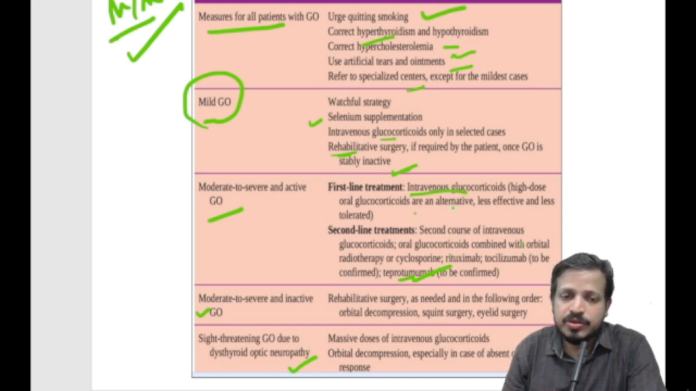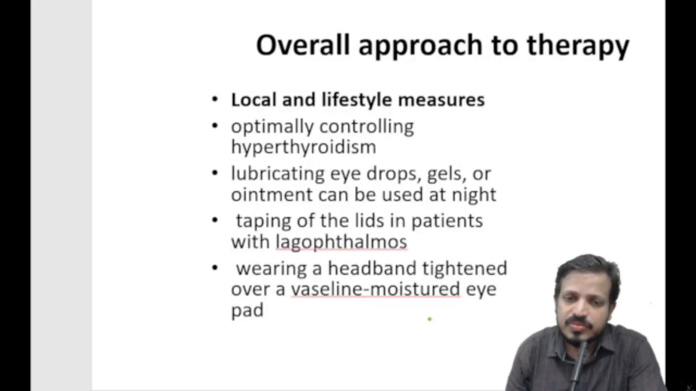Then coming to moderate to severe inactive thyroid eye disease, we can go for rehabilitative surgery, orbital decompression surgery, squint surgery, or eyelid surgery. Then in sight threatening Graves' ophthalmopathy or DON, that is dysthyroid optic neuropathy, we can go for massive doses of intravenous glucocorticoid, and orbital decompression, especially in cases of absent or poor response.